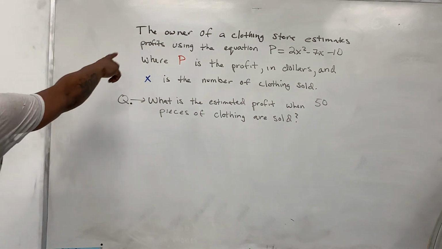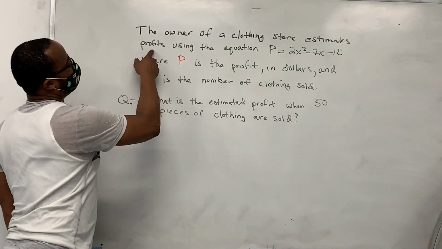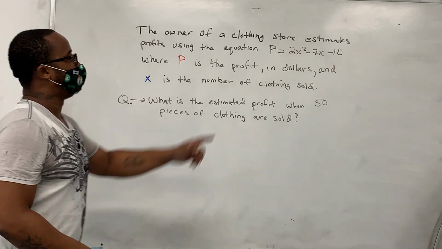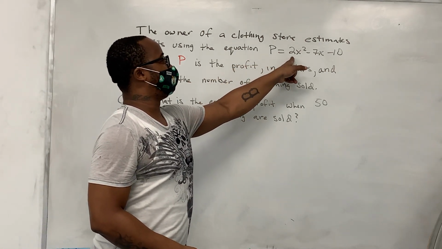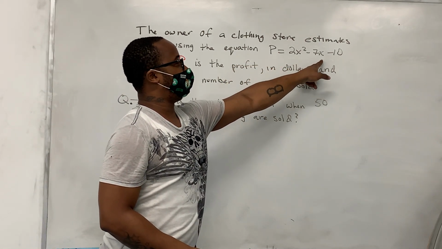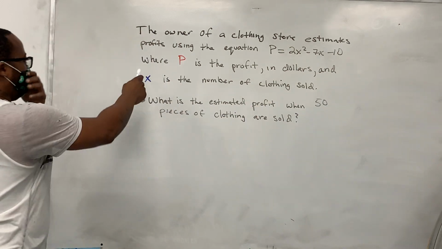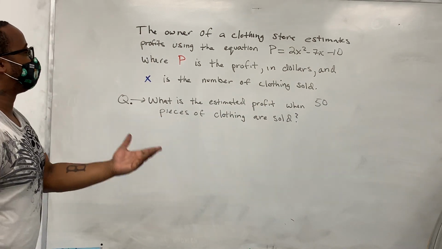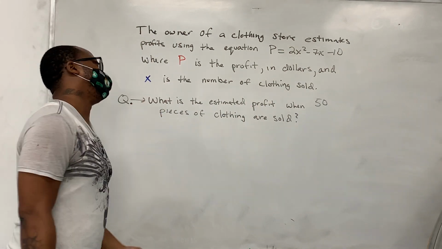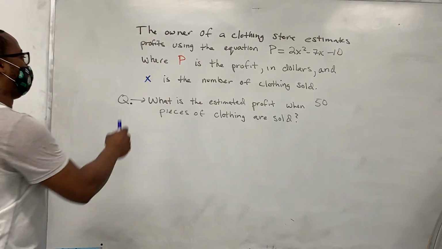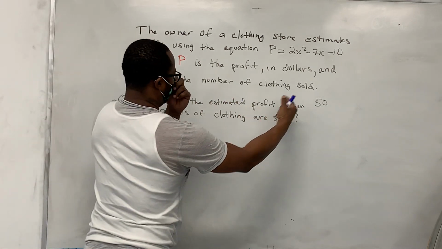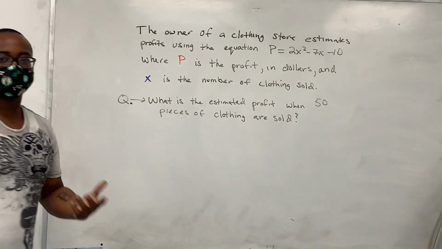So the owner of a clothing store estimates profits using this equation, P equals 2x squared minus 7x minus 10, where P is the profit in dollars and x is the number of clothing sold. Now the question is, what is the estimated profit when 50 pieces of clothing are sold?